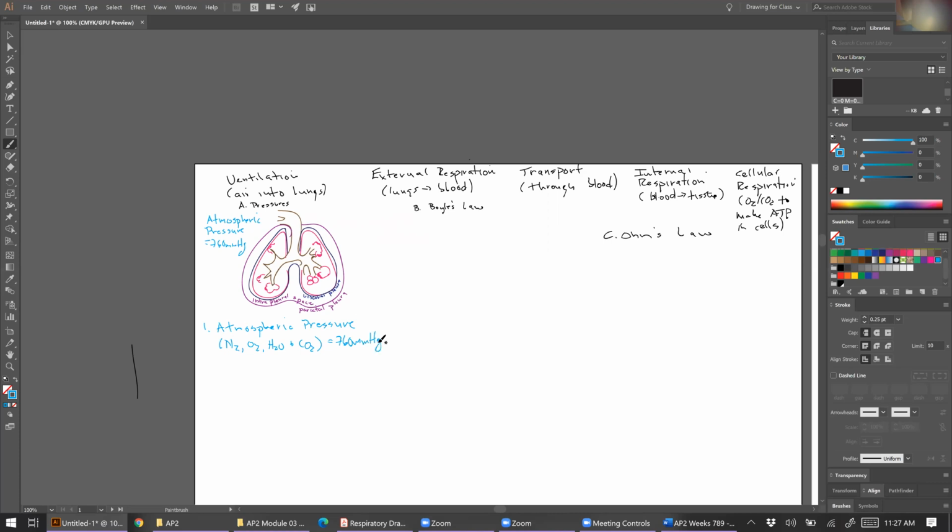And why you need to know that pressure, of course, is because air moves from high pressure to low pressure. We might even, if we have space, write that: air moves from high pressure to low pressure. So we're going to change the pressures in the lung to get air to flow in and out.